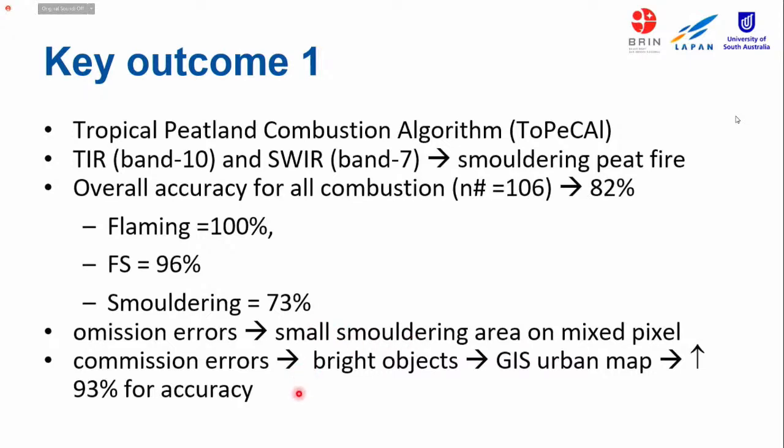While for the commission errors, of course, as with other fire detection algorithms, we also experience commission errors with bright objects or settlements, bright building objects, in our algorithm. But in our experience, by using a GIS urban map, we can increase the accuracy up to 93%.